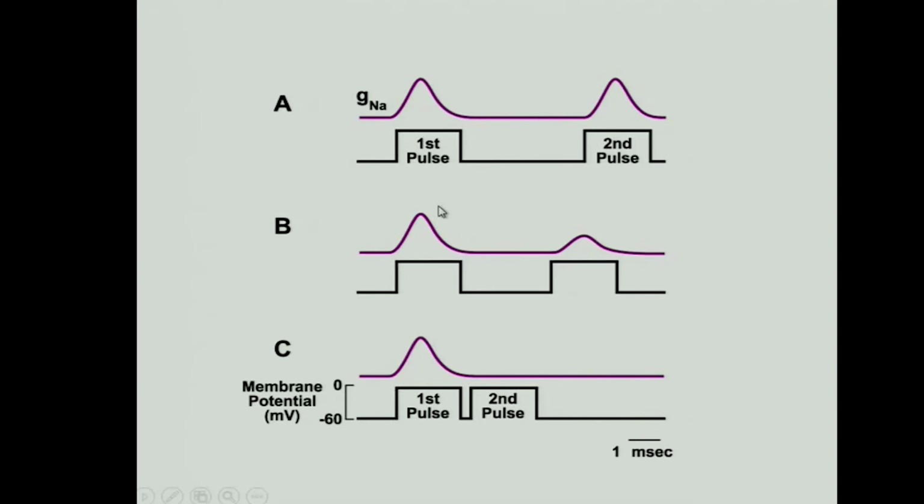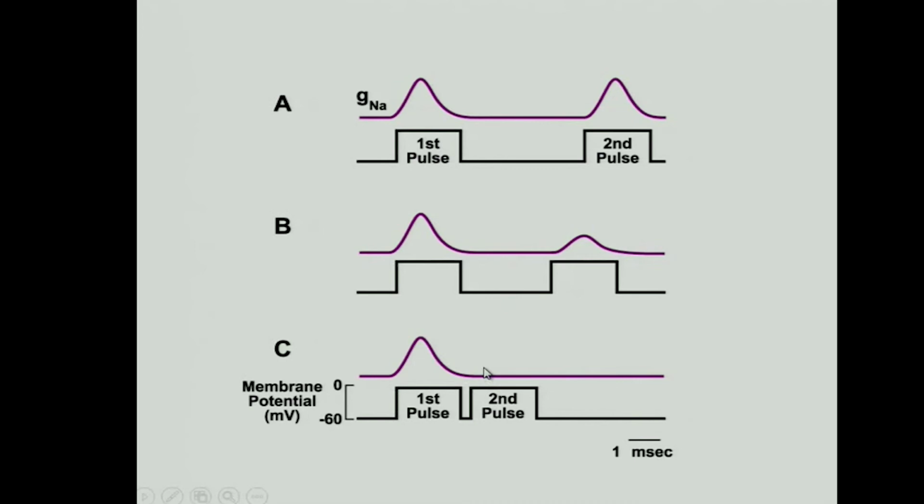But now the interesting result is here, and that is when you deliver this second pulse at times less than this one, if the second pulse comes closer and closer to the first pulse, you see that the change in sodium permeability is less than produced by the first pulse. And if the second pulse comes very soon after the first, you see the second pulse produces absolutely no change in sodium permeability. Well, pretty weird.